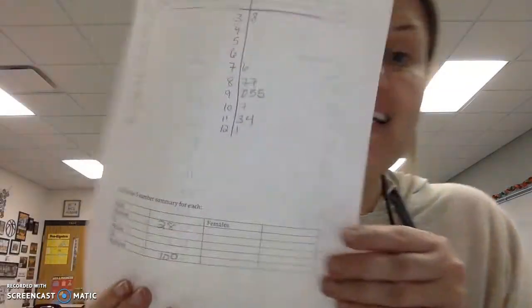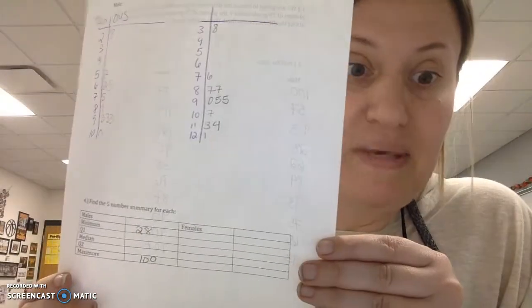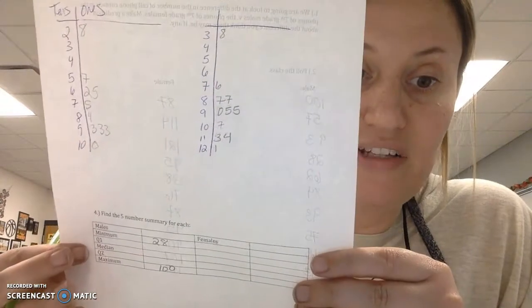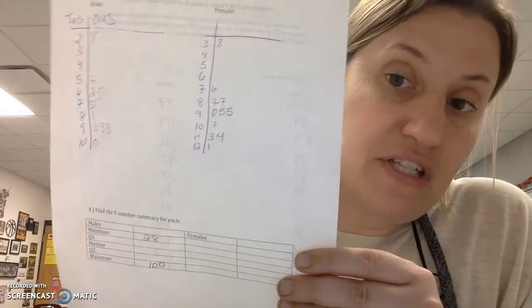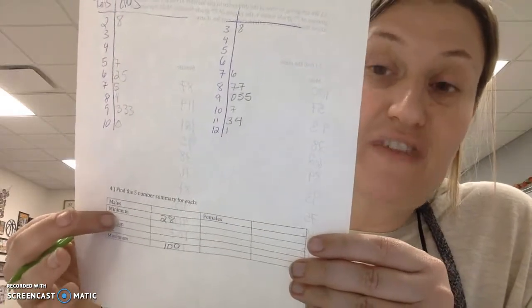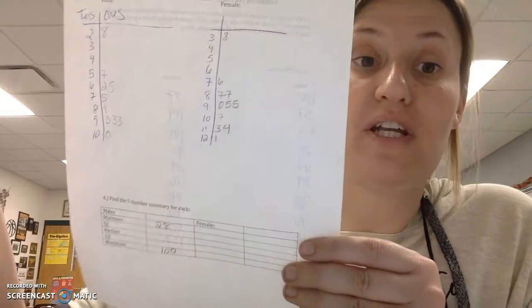Okay. Next I'm going to find my median. Because my upper quartile is 75% of the way, my lower quartile is 25% of the data, and the median is at the 50% mark. It's easier to find the 50% mark first. So I'm going to go halfway through my data.